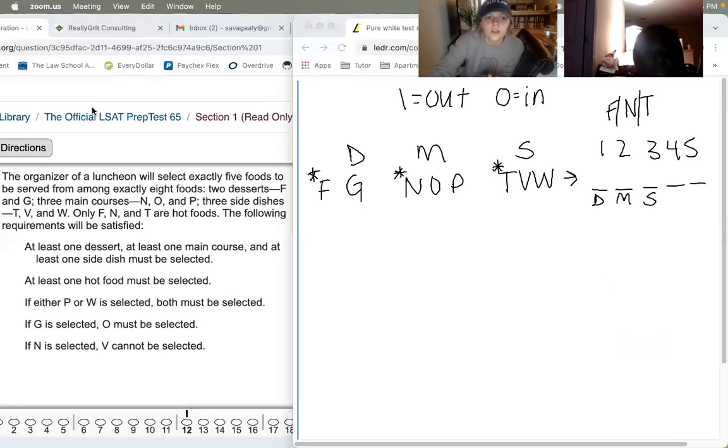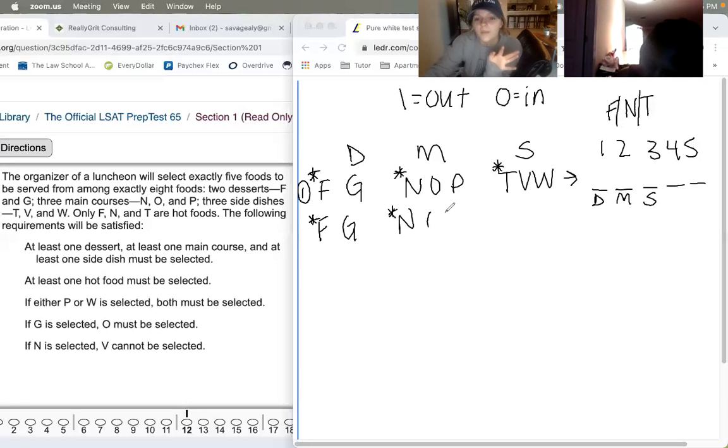So focusing on that third rule, if either P or W is selected, both must be selected. If you look at the diagram we have up here, what could we circle? What could we slash? Are we making duplicate worlds? I'm going to get you to talk me through it, because I think in this case we would have to make a duplicate world, because right now we don't know anything.